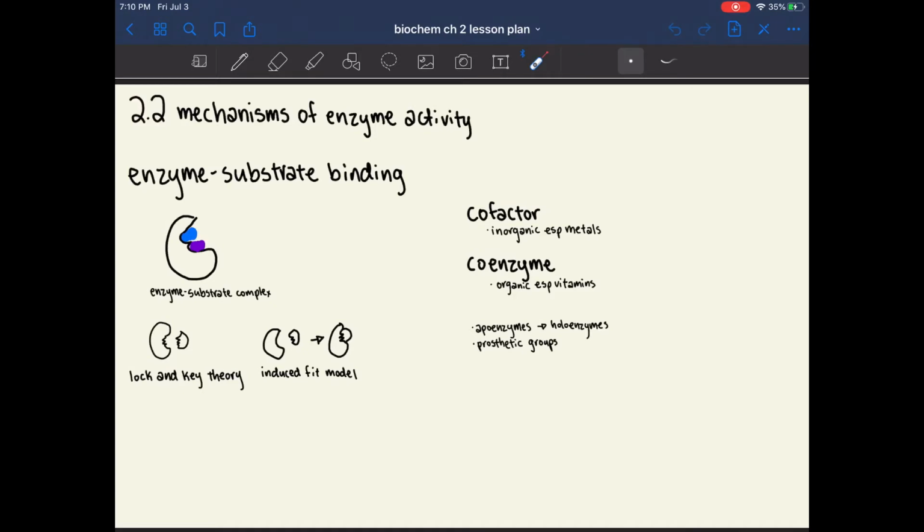There are 2 theories about how this can happen. The first is called the lock and key theory, and I've drawn a picture of what this might look like here. So this means that the enzyme is perfectly shaped to fit the substrate.